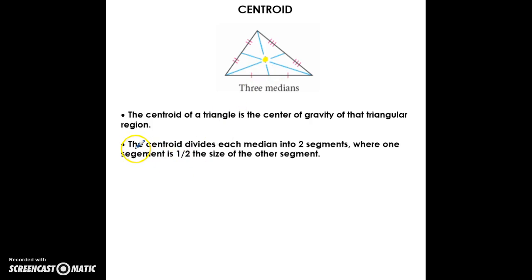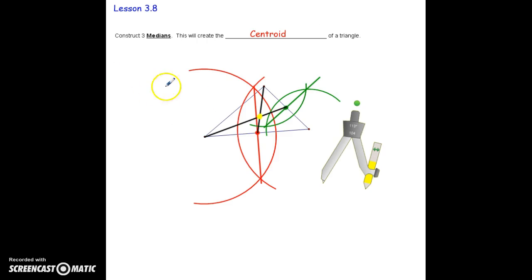And the centroid divides each median into 2 segments, where one segment is half the size of the other. So looking at this median here, let's say that this was a length of 10 centimeters, then this length would be 5 centimeters.